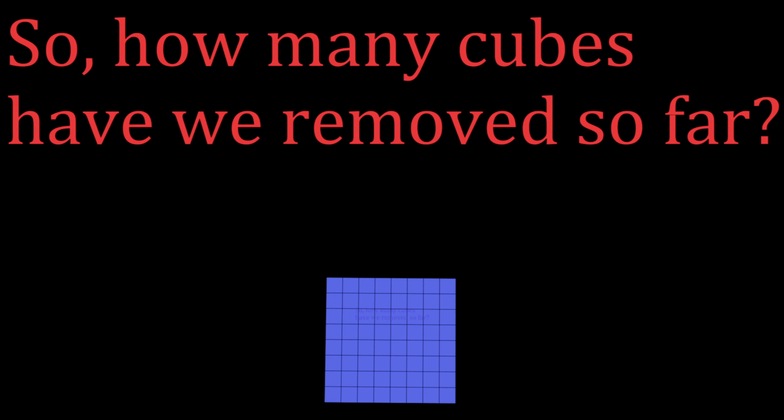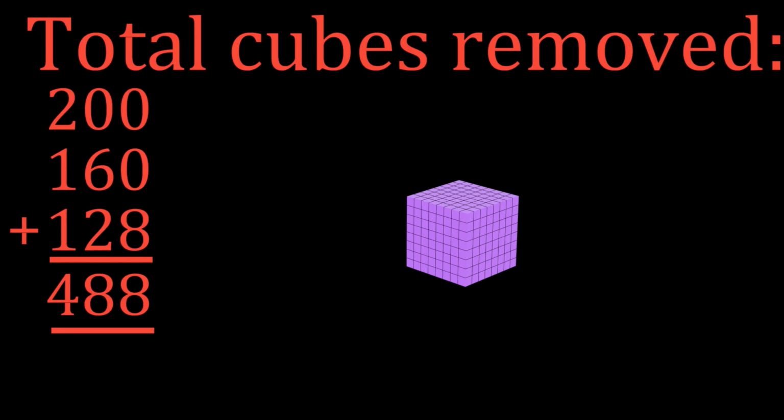Now, how many cubes have we removed in total? The first set of two faces consisted of 200 cubes. The second set of two faces consisted of 160 cubes, and the third set of two faces consisted of 128 cubes. So, the sum of these values gives the total amount of cubes removed. That is, we have removed 488 cubes thus far.